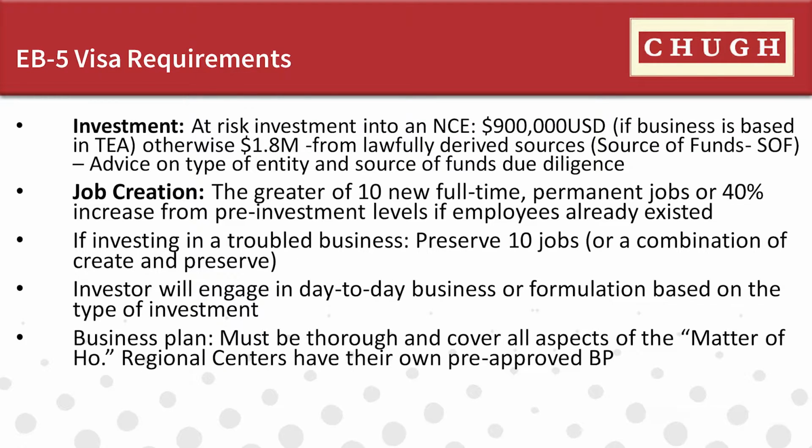So what are the general requirements for an EB-5 investment? The investment has to be at risk and placed into a new commercial enterprise. So as I said before, it's $900,000 if it's in a TEA zone, otherwise 1.8 million. We have to show that the investment is derived from lawfully derived sources. So the source of funds has to be decided and looked into.